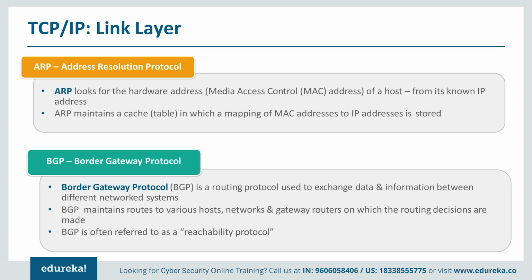ARP is the Address Resolution Protocol. It's one of the protocols used to identify network devices and get them registered on the network. BGP is the Border Gateway Protocol. It's simply a routing protocol between networks. BGP is highly used.